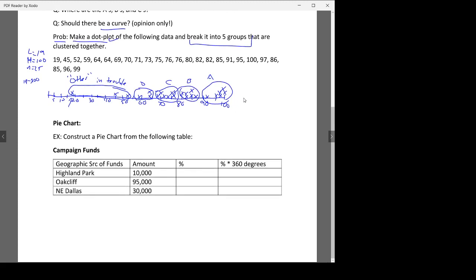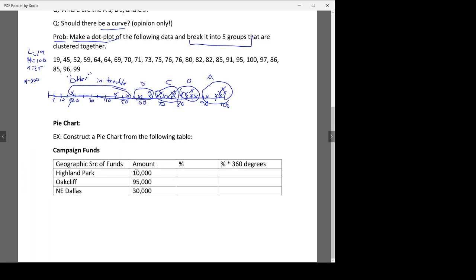And pie charts. Now Excel is super easy about making pie charts, and so are many other things. There's some Google tools for it as well. But let's go ahead and try and make one just the old school way, just so that you've seen it once, and then in practice, of course, you're going to make a beautiful pie chart in Excel, and then probably cut and paste it into PowerPoint if you're doing a real presentation or something. So here we have source of funds, amount, percent, times degrees.